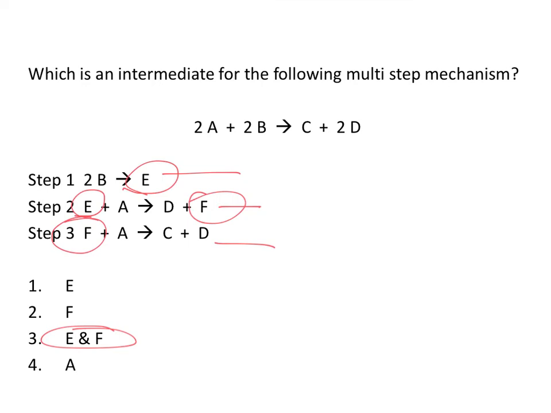The question is, which is an intermediate for the following multi-step: 2A plus 2B giving you C plus 2D. Notice there are three steps. E gets formed, E gets used up, F gets formed, F gets used up. So hopefully you can see that both E and F are going to be the intermediates in this particular reaction.